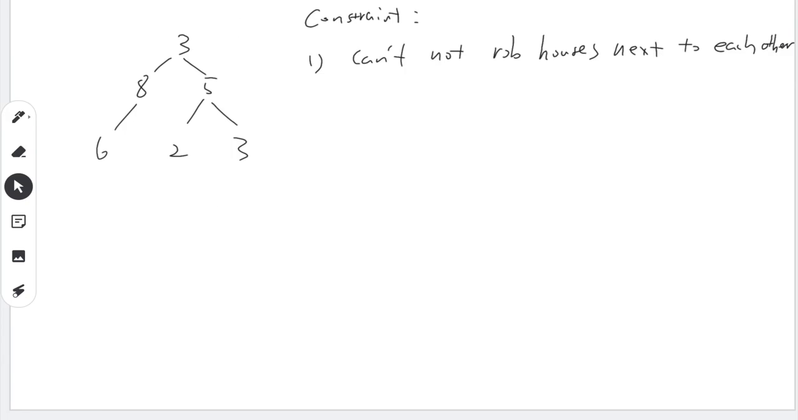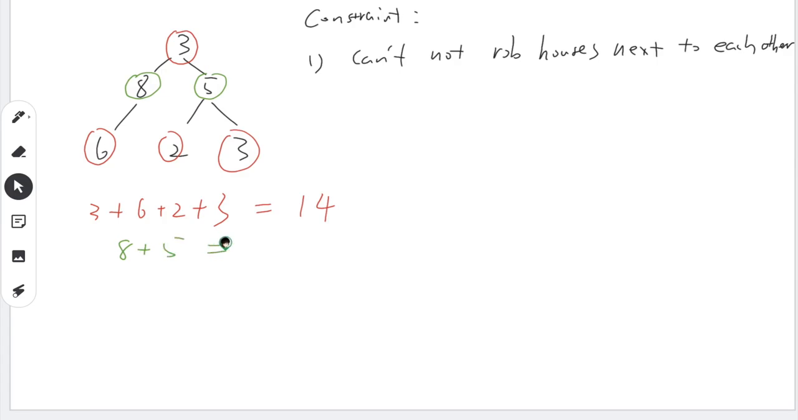So in this particular binary tree, we could rob node 3, and since we already robbed node 3, we can no longer rob its child nodes. We can rob node 6, node 2, and node 3, which gives us a total money of 14. Optionally, we can skip node 3 and rob node 8 and 5, which gives us a total money of 13. In this particular example, 14 is the maximum number.